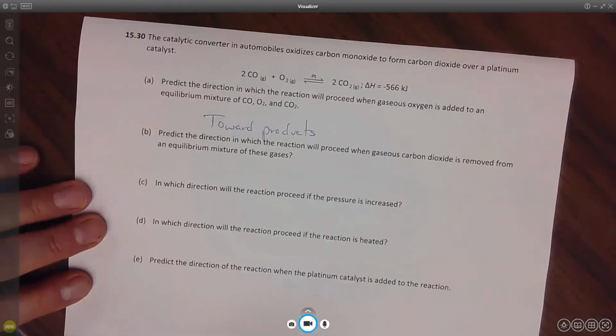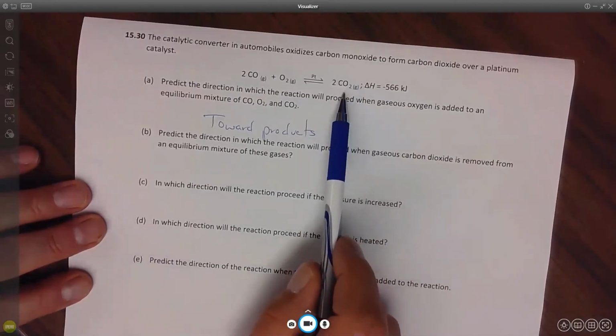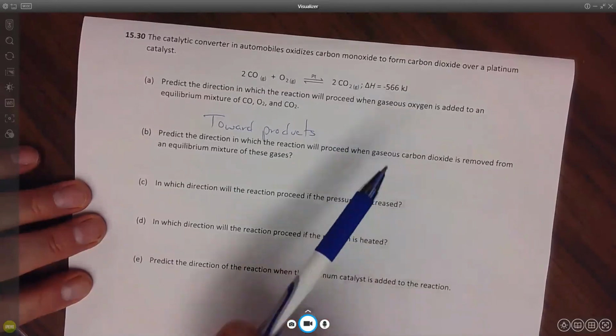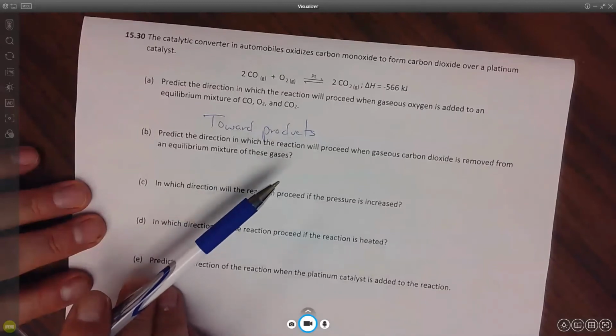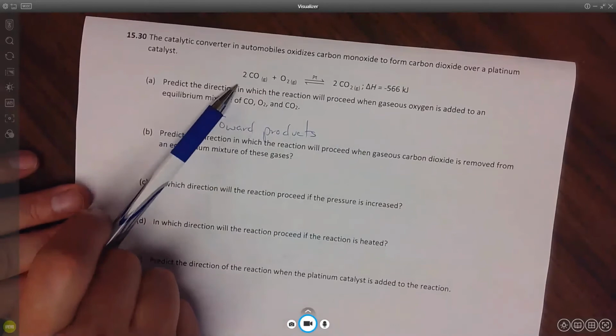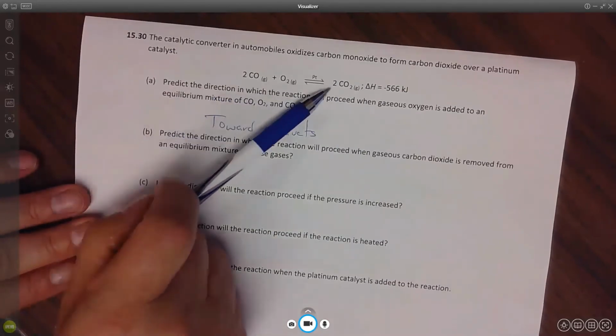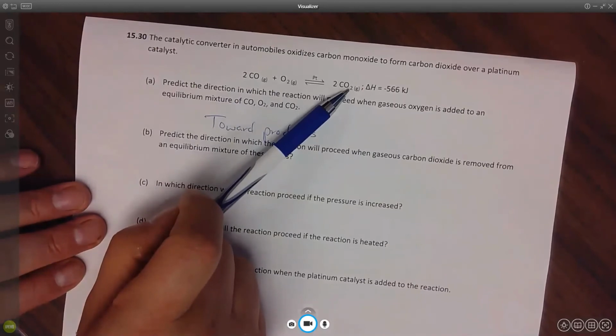Remember, nature's going to try to undo what I did. So if I remove this, how's nature going to replace it? It's gonna go towards the products. Yeah, right. So if I remove CO2, the reaction is going to shift its equilibrium and go to more products to try to replace that CO2 that I took out.